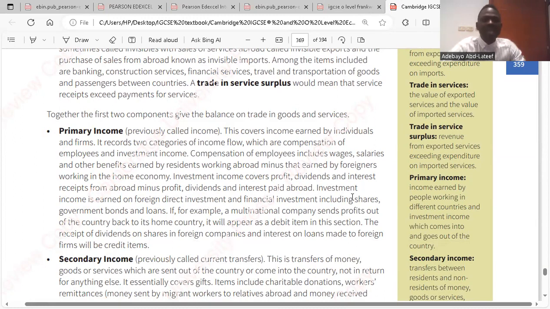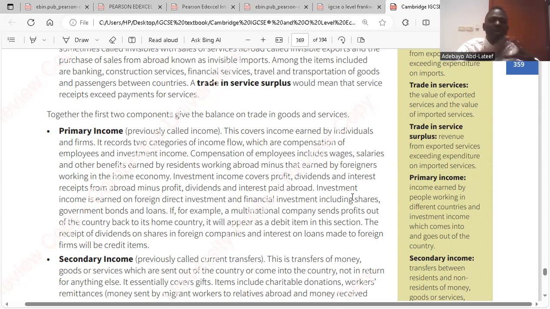That is clear. Then the other component is the primary income. Why do we call it primary income? We call it primary income because this income is earned by people working in different countries. So look at what they said. They said this covers income earned by individuals and firms. It records two categories of income flow, which are compensation of employees and investment income. Compensation of employees include wages, salaries, and other benefits earned by residents working abroad, minus that earned by foreigners working in the home economy.